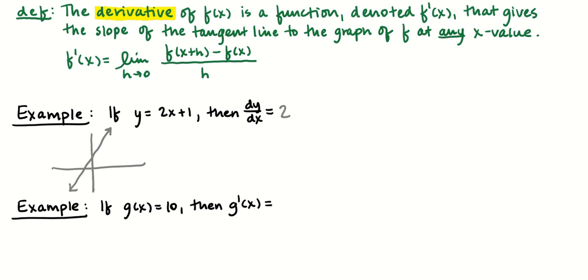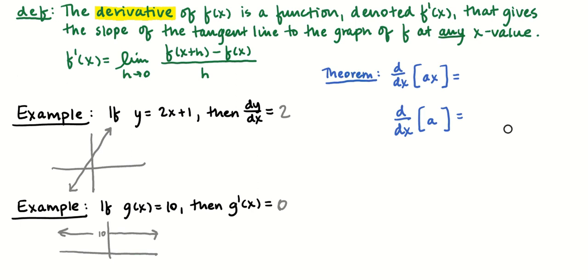Now maybe I'll talk about the derivative of a constant, and then I'll talk about the general rule up to the side. If g of x is equal to 10, well, we know what that graph looks like. g of x equals 10 looks like that. It's a flat line. And we know that a flat horizontal line has 0 slope. So that means that g prime of x is always equal to 0.